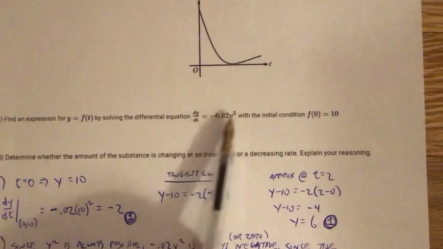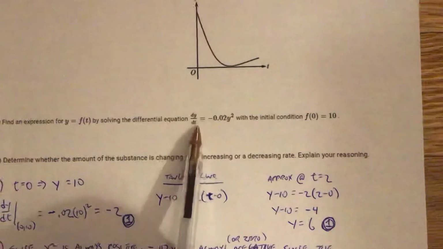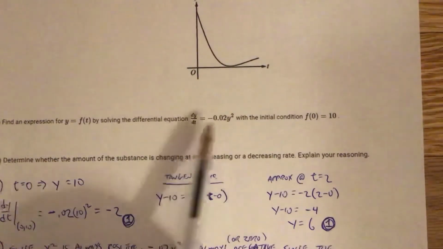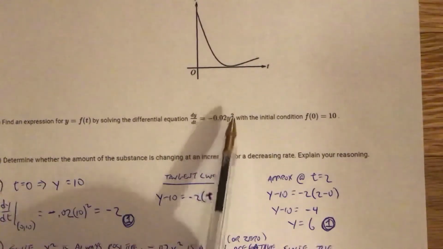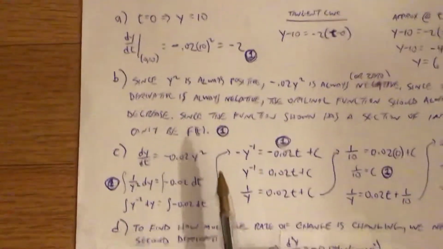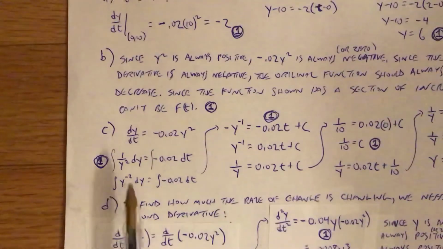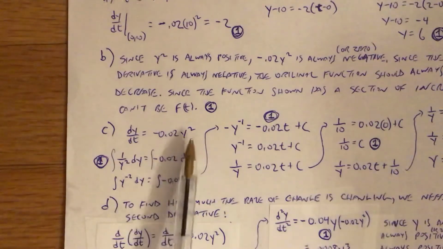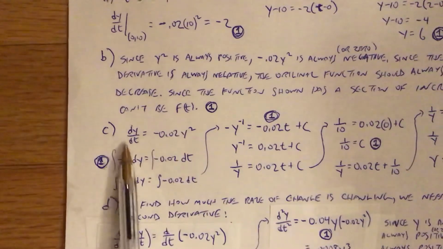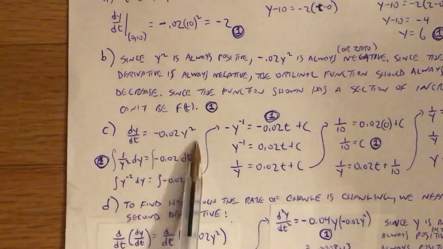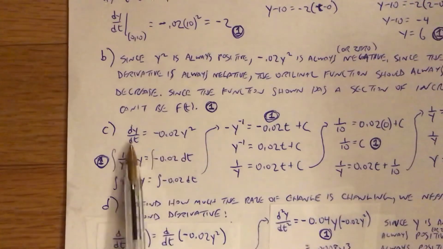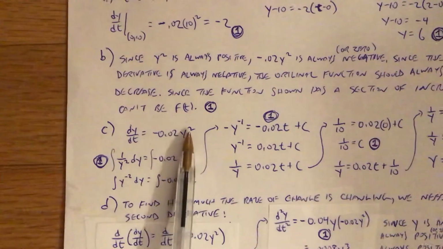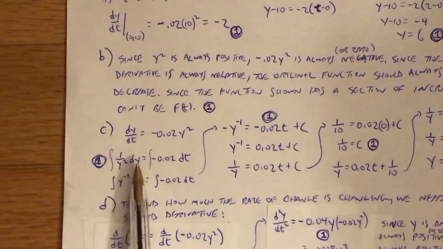Remember, we can't just take this thing's antiderivative because it's not in terms of t. The derivative is in terms of t, but this part's not in terms of t, so we need to do separation. So let's look at the work. This one's the bulk of the points in the problem. To do separation of variables, you need to put the y's with the dy and the dt with the t's. Now, there are no t's, but I'll still move it to the other side anyway. So the y squared is going to divide over, to be 1 over y squared dy.